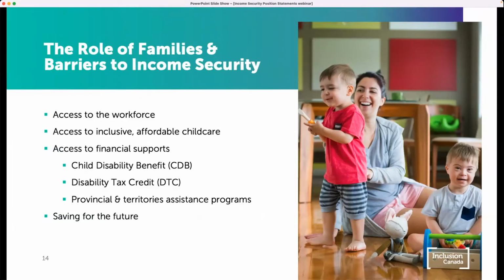Connection to the workforce is key to the financial security of many families. It allows them to meet their current needs and save for the future. For many 2-parent households, this means both adults work outside the home. However, families of children with an intellectual disability experience added barriers to participating in the workforce.